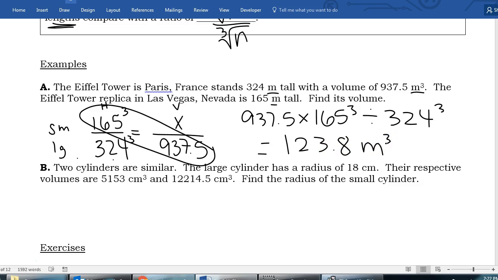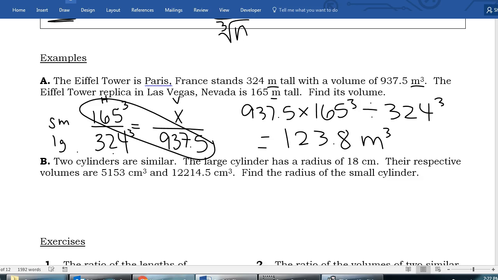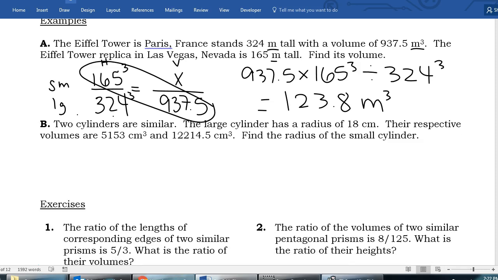Example B says two cylinders are similar. The large cylinder has a radius of 18 centimeters. Their respective volumes are 5,153 cubic centimeters and 12,214.5 cubic centimeters. Find the radius of the small cylinder. So I want to set up my ratios again. I'll put the small on top and the large on bottom. And we'll do our radii and our volumes.